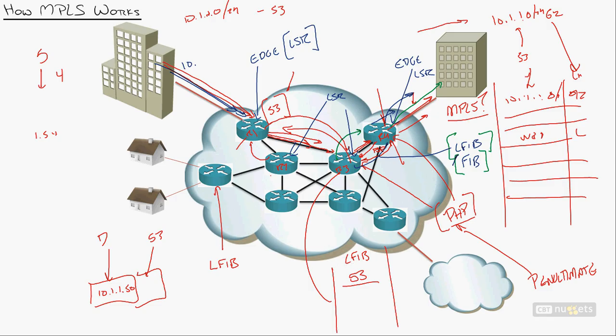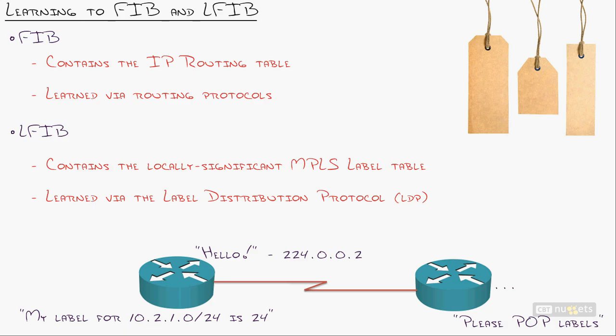Now let's expand. The forwarding information base has been around since the dawn of routers. It is a cached version of the routing table, which is populated via routing protocols, or if you're small, static routes can populate the FIB. It's how the router knows where to send packets based on IP address information. The LFIB is the new one. That's the MPLS world, the label forwarding information base, which is the locally significant MPLS label table.